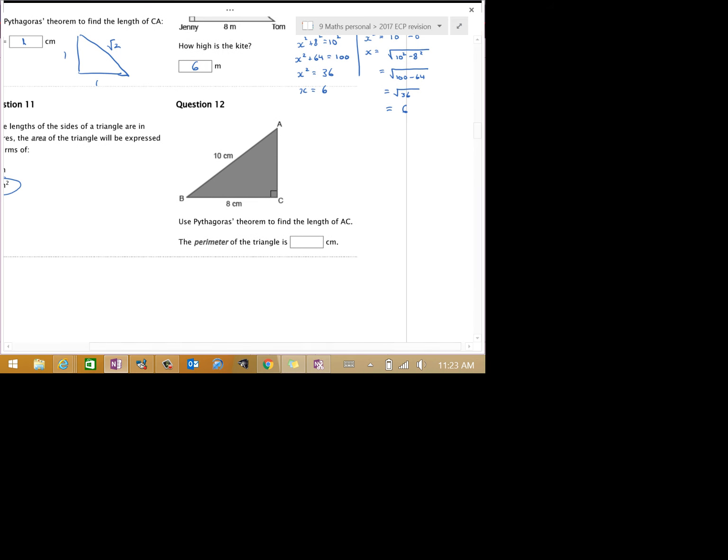Getting a little bit repetitive here, but once again, we need to find this distance x. And it's asking for the perimeter this time, so read the question. So it's x squared plus 8 squared is equal to 10 squared. That is x squared plus 64 is equal to 100. And x squared is equal to 36, which means that x is equal to 6. But that's not the answer, because the question is asking for the perimeter. So the perimeter is 8 plus 6 plus 10, which is 24 centimetres.